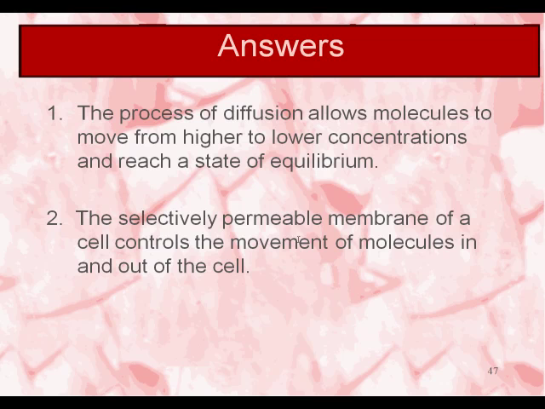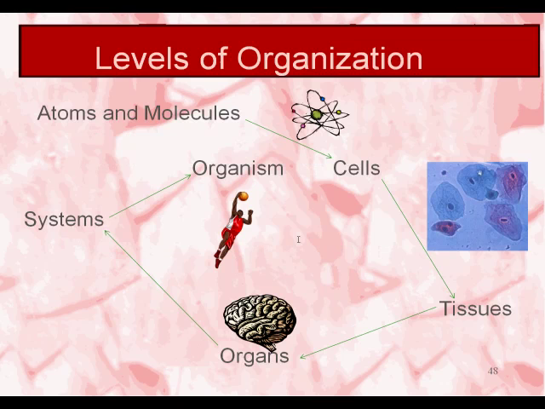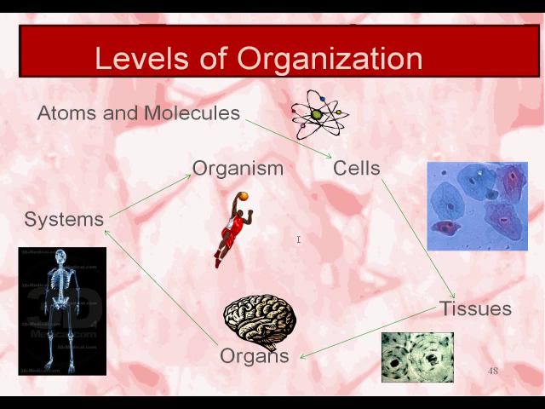Let's look at the levels of biological organization. Atoms and molecules make up cells. A group of cells working together will form tissues. A group of tissues working together will form organs. A group of organs working together will form systems, and a group of systems will form organisms.